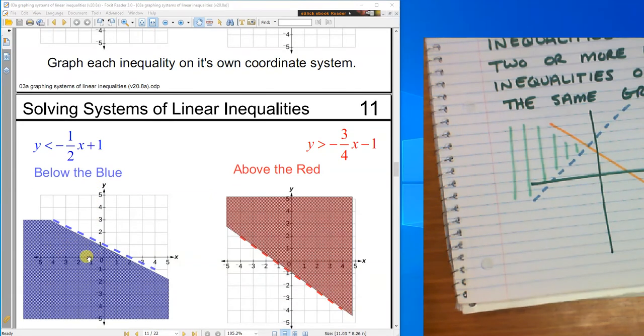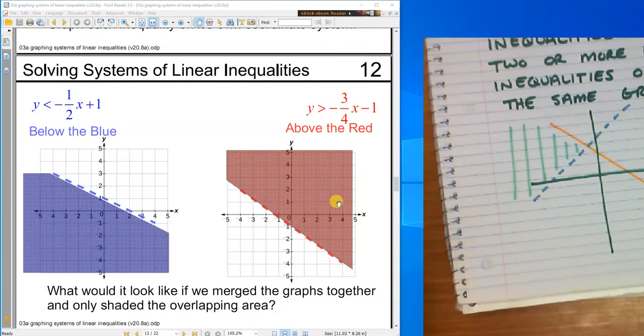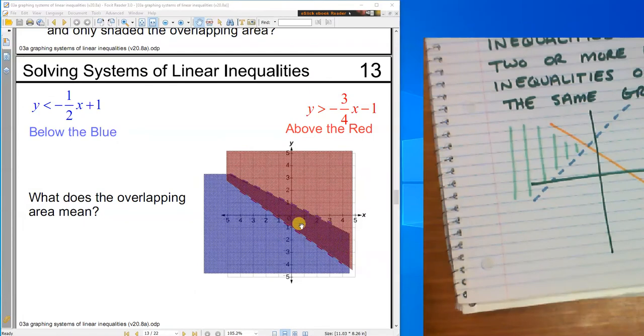So I shade below the blue, I shade above the red, and when I put them together, if I mush them together, I get this region right here, and these are the points that work in both of the inequalities. It's the overlapping region where everything works. Over here, it works in only the red, here it works in only the blue, but here it works in the red and the blue.